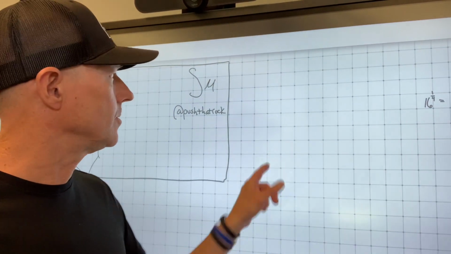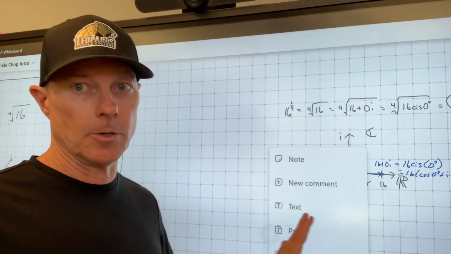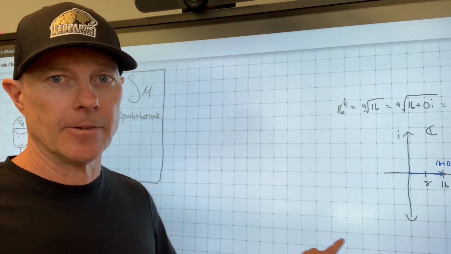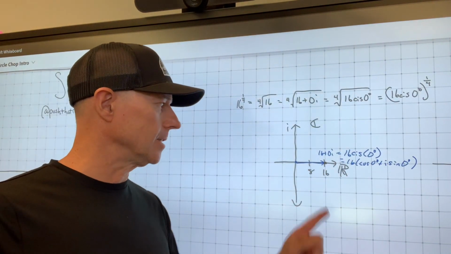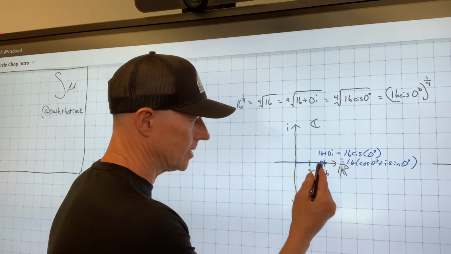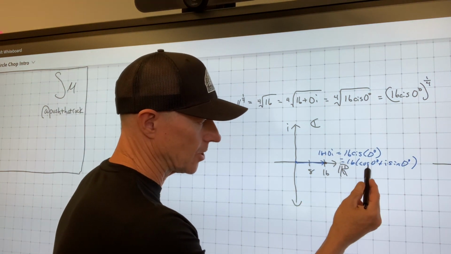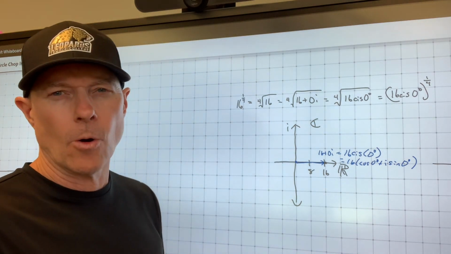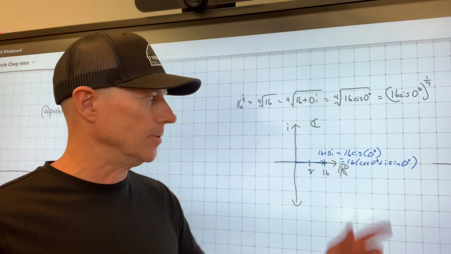So 16 is a real number, but that makes it a complex number. Remember, every real number is a complex number. Here I have 16 plotted on the real axis. So it has a modulus of 16 and a direction of zero. I can write it as 16 times cos of zero plus i times sine of zero in the polar form, or if we abbreviate that, just 16 cis of 0 degrees.